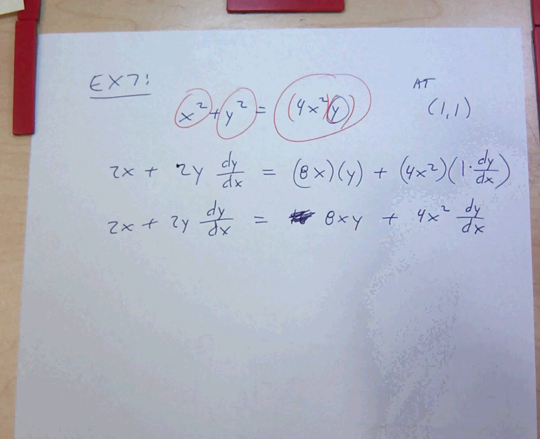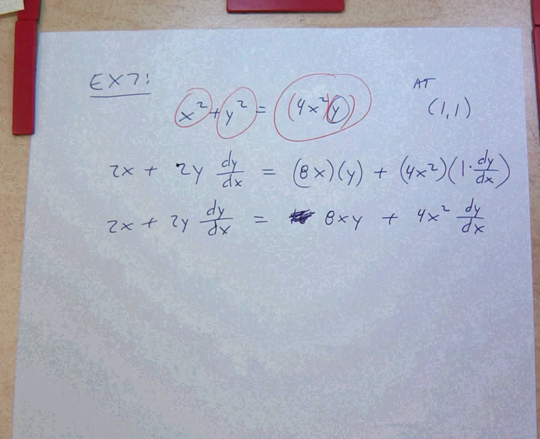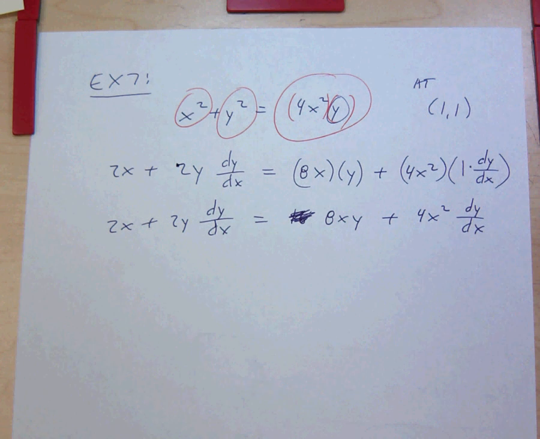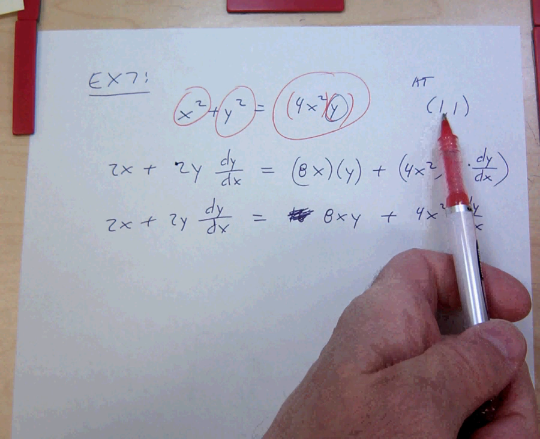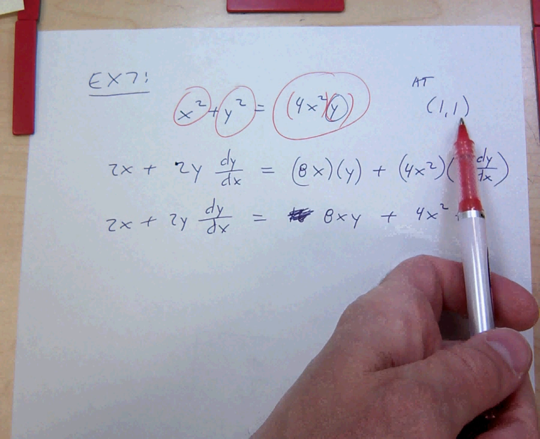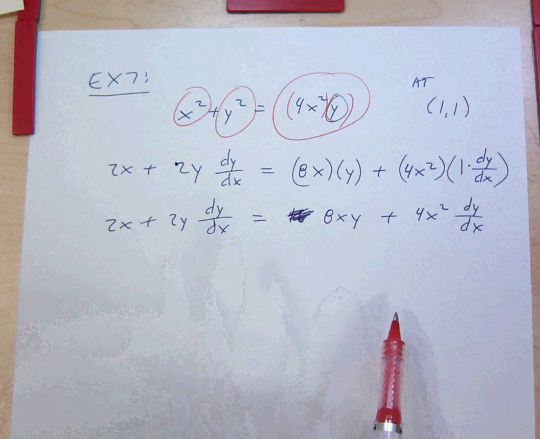All right, so now what I would normally do is get the dy dx terms on one side, everything else on the other side, and keep going, right? However, after I do that, what am I going to end up doing? Plugging in 1, 1. Well, if I'm going to do it a couple steps from now, is it okay if I do it right now instead?